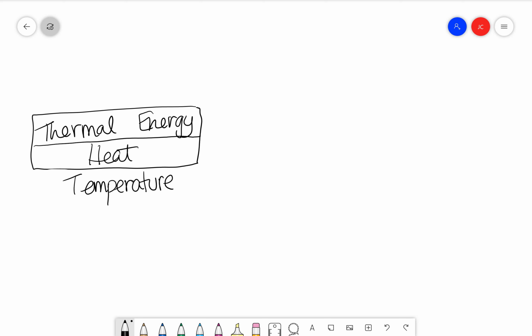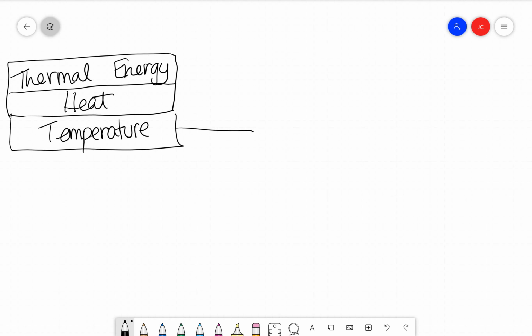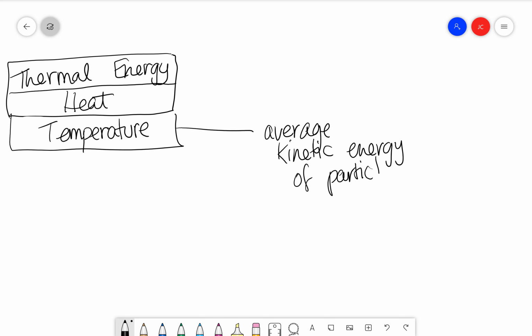And you're going to want to know these definitions. We define temperature as the average kinetic energy of particles in a substance. It's the average kinetic energy of particles. And I'm not going to say in a substance, we could assume that.